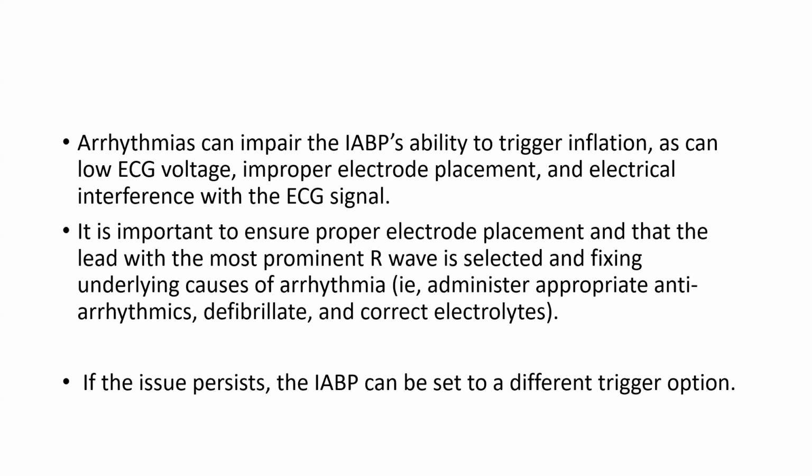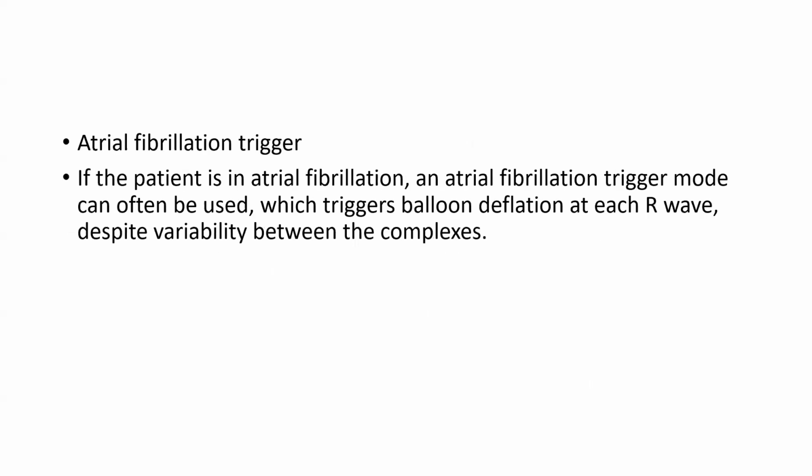It is important to ensure proper electrode placement, that the lead with the most prominent R wave is selected, and to fix the underlying cause of arrhythmia. If the issue persists, the IABP can be set to a different trigger option. Atrial fibrillation trigger: if the patient is in atrial fibrillation, an atrial fibrillation trigger mode can often be used, which triggers the balloon deflation at each R wave, despite variability between the complexes.